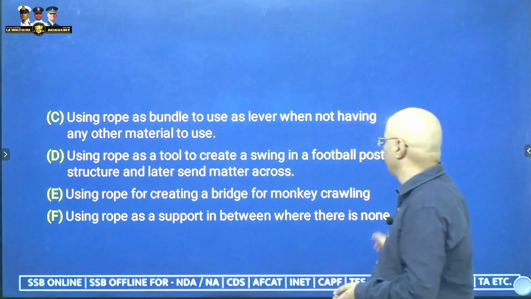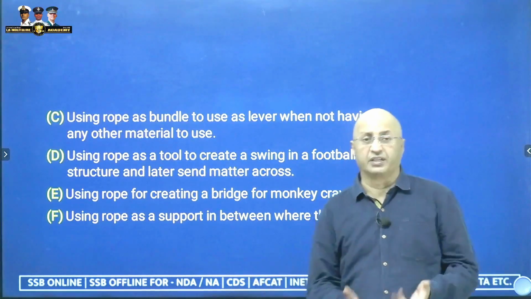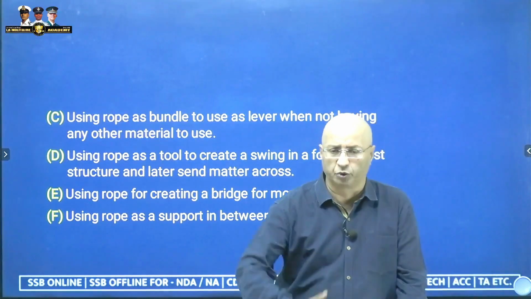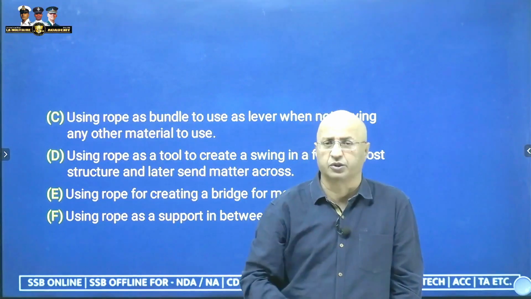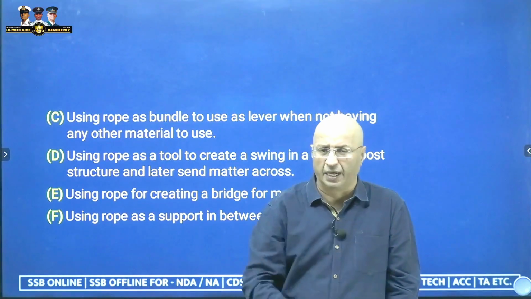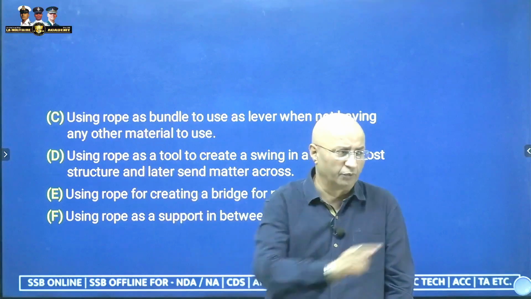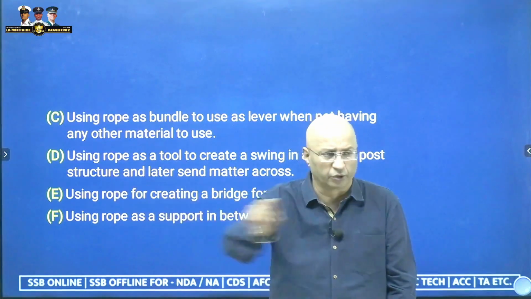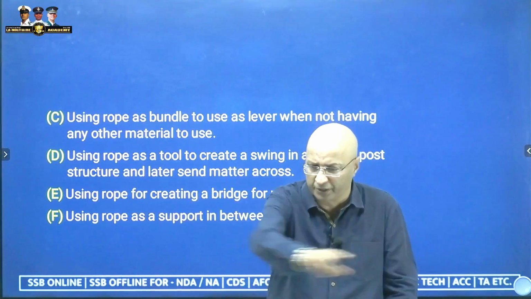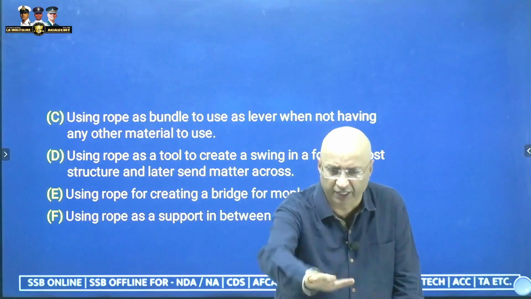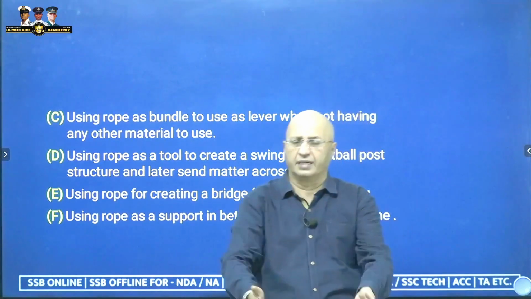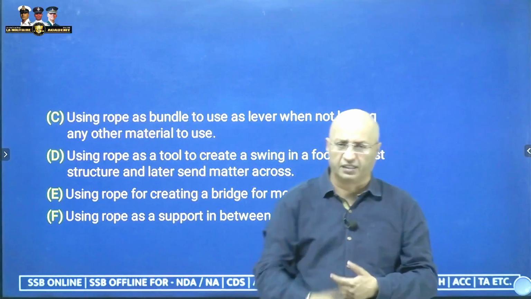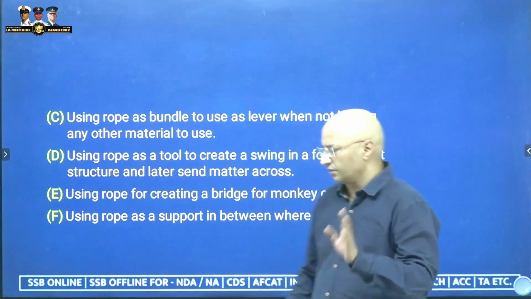Using rope as a support in between where there is none. For example, I have to go from here to there, but I do not have any structure there to support me to keep my plank. And I find one pole there, one pole here. So I have taken the rope and tied it. Now the rope is throughout, so I can use it and we reach so and so place. Later, once I have reached that place, I can untie the rope and use it differently. Getting the point? That's it.